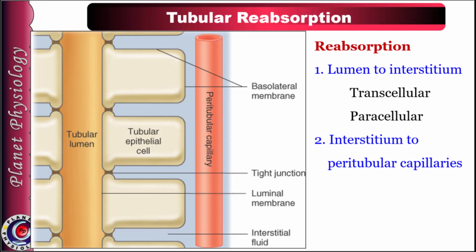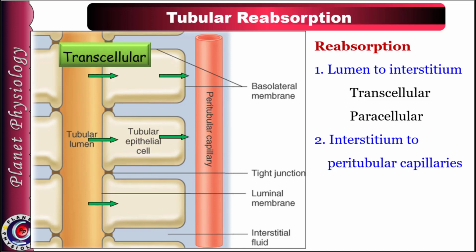Reabsorption is a two-step process. In the first step, substances are transported from the lumen of the tubules into the interstitium. If the substances are transported from filtrate into the interstitium via epithelial cells, the process is known as transcellular reabsorption. This can be active or passive transport. If the substances move from filtrate into the lateral intercellular spaces via tight junctions, it is called paracellular reabsorption. Paracellular reabsorption is usually a passive process.